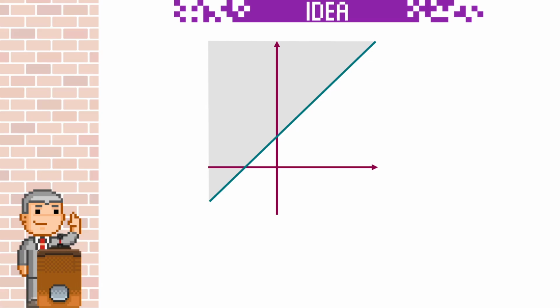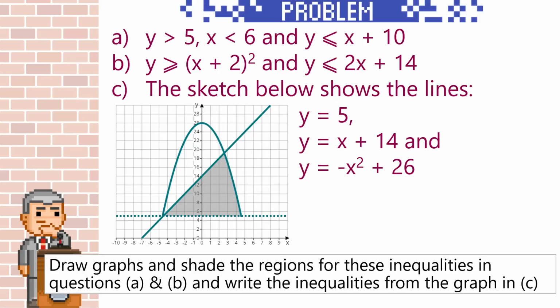A solid line shows the values can be equal to the line. A dashed or dotted line shows the inequality cannot be equal to the line. Let's go through these questions.